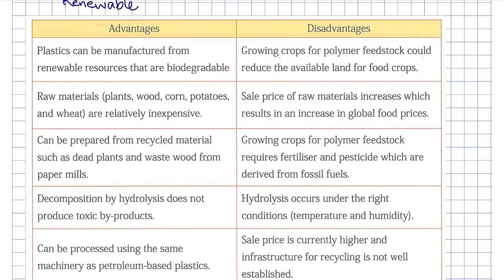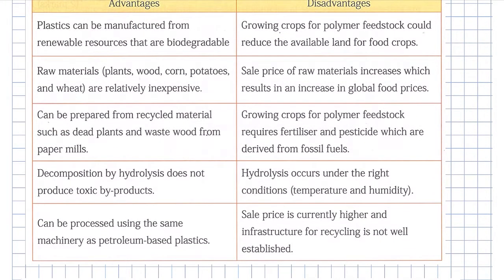And if we talk about the stuff that's made from renewable resources, then the advantages are that they can be more biodegradable, they'll break down. The raw materials we can use are things like plants and wood and corn and potatoes and wheat, and lots of things are made from starches. You'll probably be aware of the little packing styrofoamy stuff. It used to be styrofoam. Now it's made of starch, and if you put it in water, it will just dissolve. So those raw materials ultimately are relatively inexpensive.